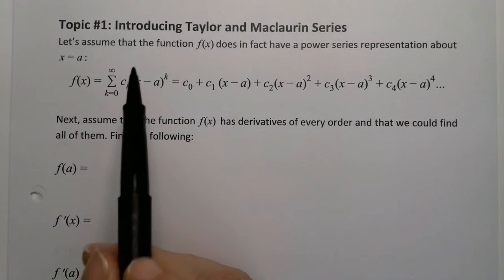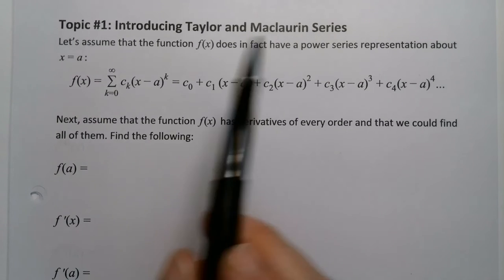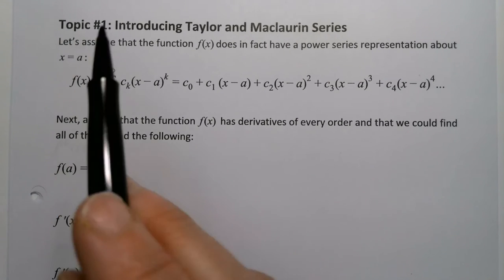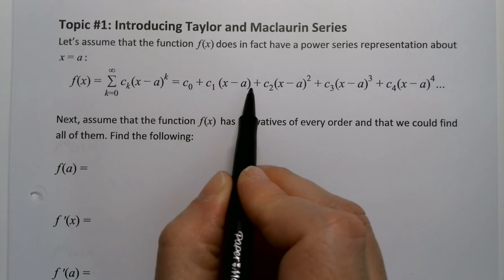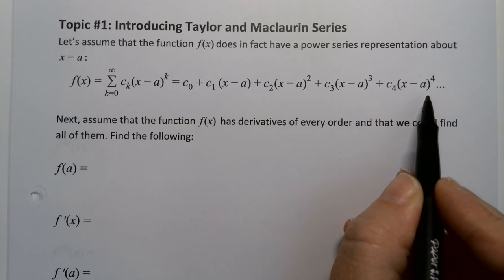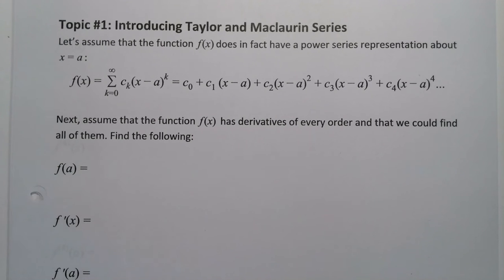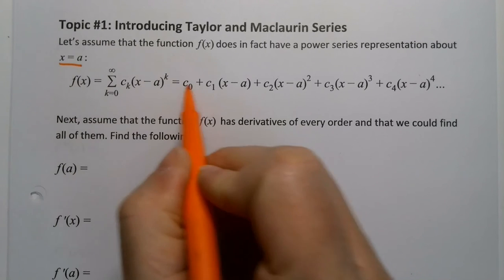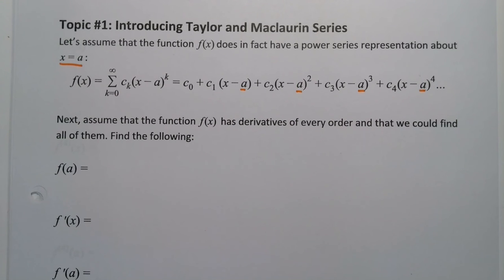So let's assume the function f of x does in fact have some kind of power series representation about x equals a. In other words, you have a coefficient plus another coefficient times x minus a, plus another coefficient times x minus a squared, and so on and so on. That's a power series. It's centered at x equals a because you can see that a is in every term of the power series.